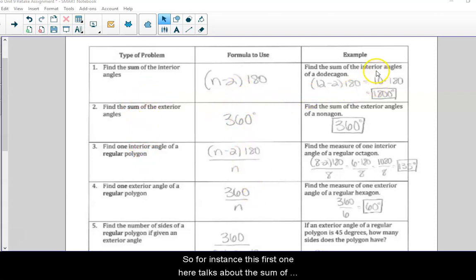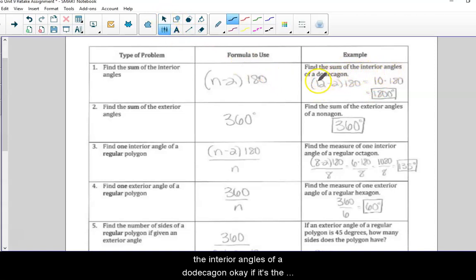So, for instance, this first one here talks about the sum of the interior angles of a dodecagon. If it just wants to know the sum, it's this guy. If it's the one interior angle, then it's basically that divided by the number of sides, and n equals number of sides.